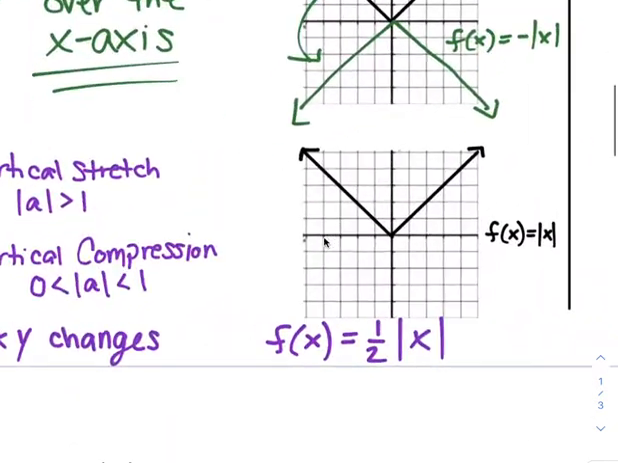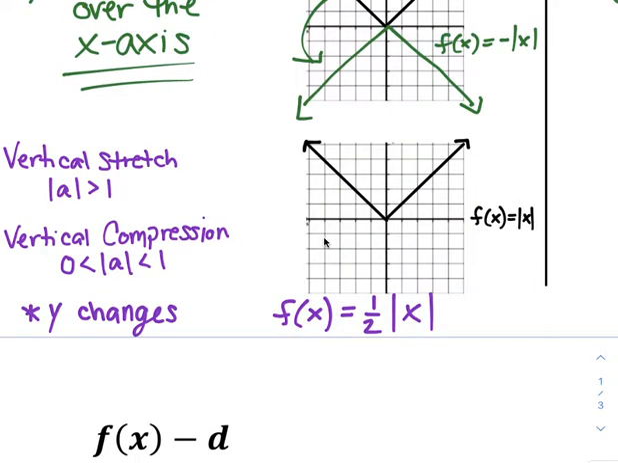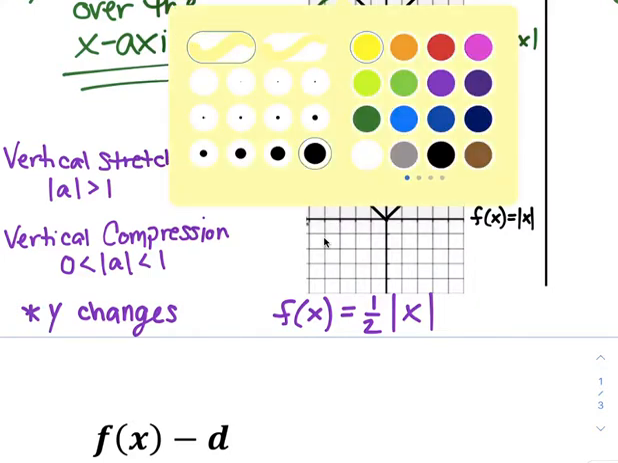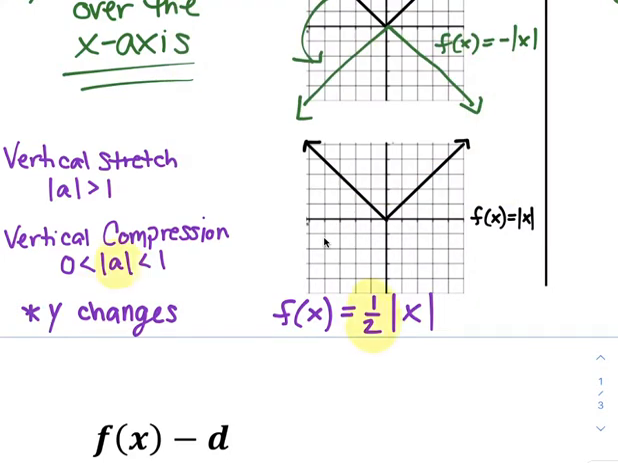Okay, I want to zoom in real close, make sure you have all these details, because I'm only going to give you one example. The example I'm going to go over is a 1/2. A 1/2 is between 0 and 1. That makes it a compression. Let me highlight this real quick. The 1/2 is between 0 and 1, so that makes it a compression. If you had something that looked like 2 absolute value of x, then it would be a stretch. Okay? All right, let me take this off.